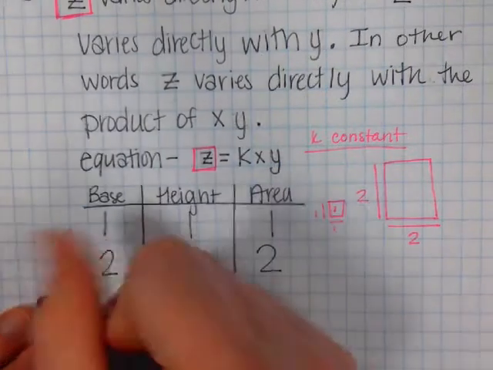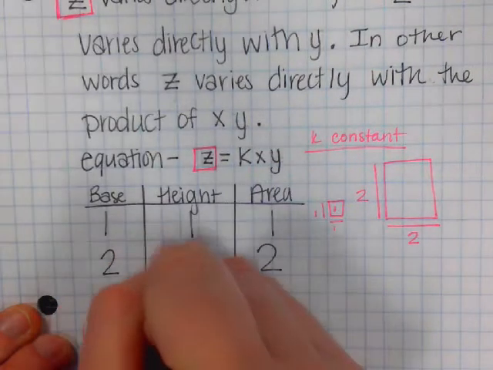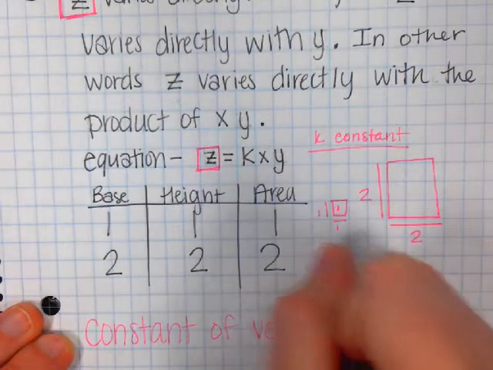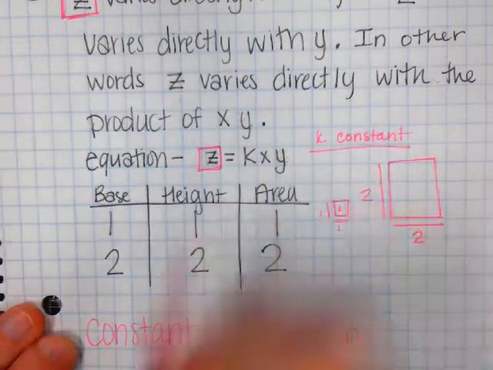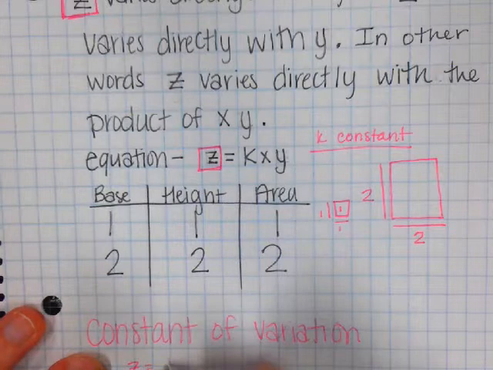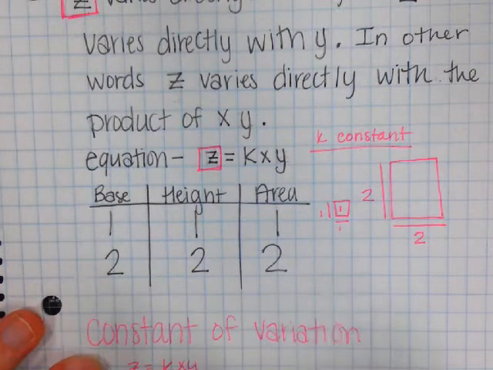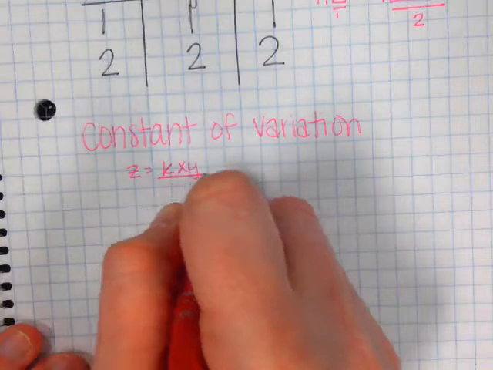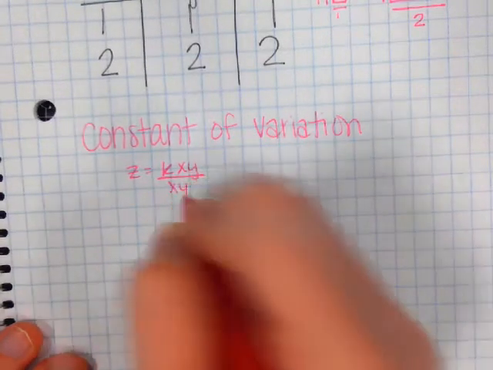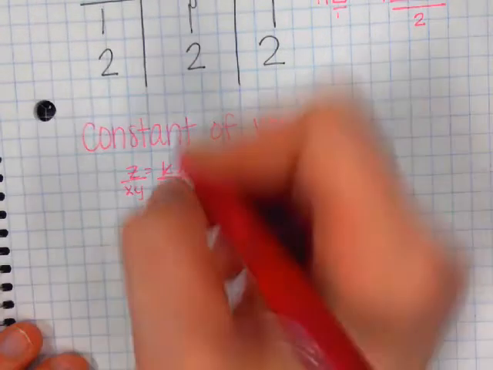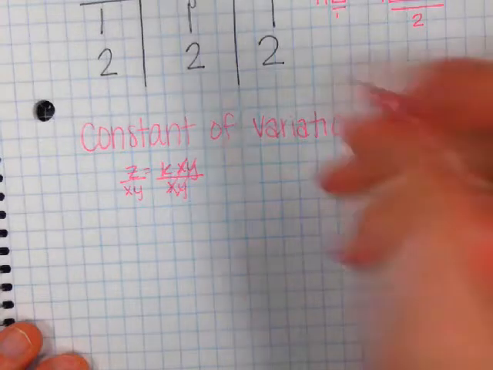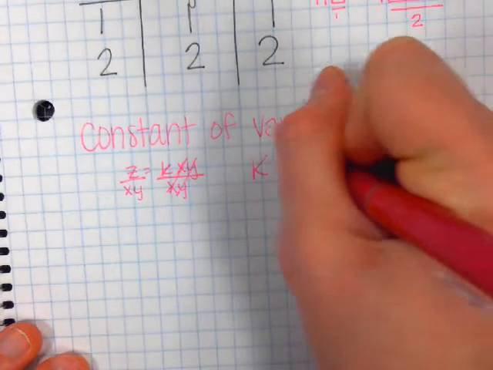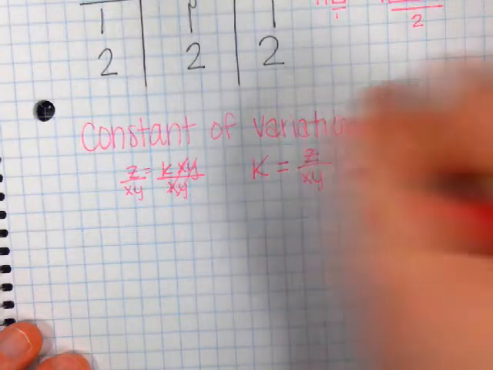Okay. The constant of variation on this. Since I gave you the equation, z equals kxy, I'm trying to find the k, or get k by itself. So notice I need to divide by x and y. Then your constant is equal to z divided by xy.